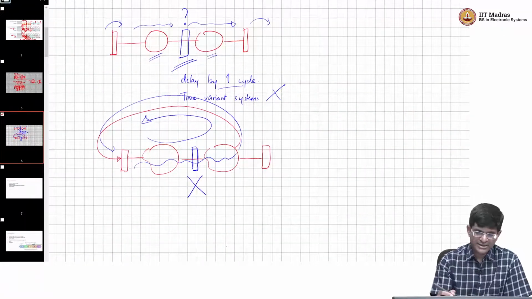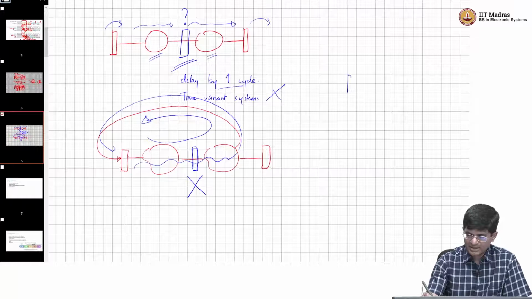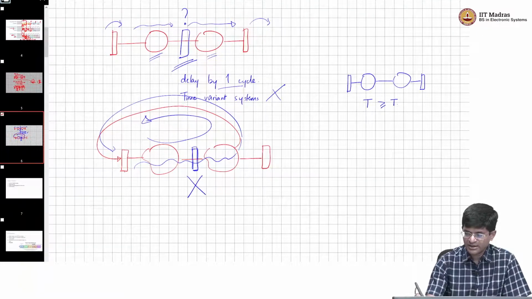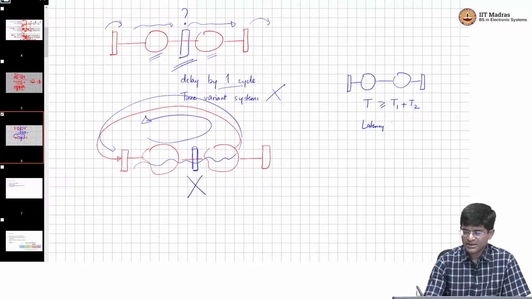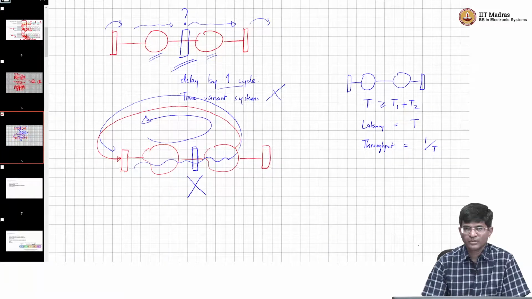So if I look carefully at this diagram, what I have is something like this. With a pure combinational logic, I would end up with something like this. The clock period would be greater than or equal to T1 plus T2, which basically means that the latency, which is the time required to generate one output, is equal to the clock period, and the throughput is basically going to be given by 1 over that clock period, okay.